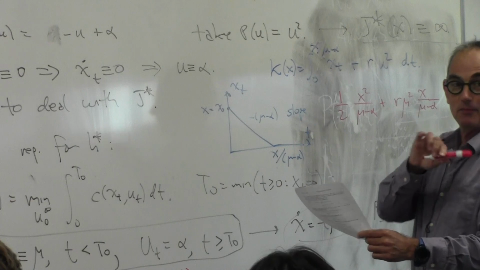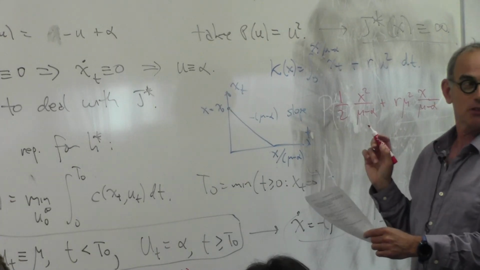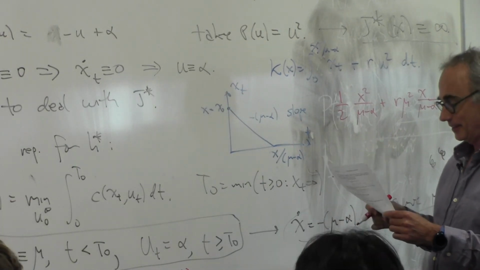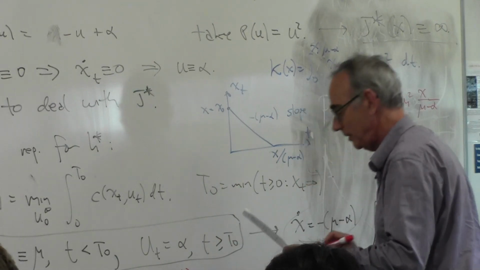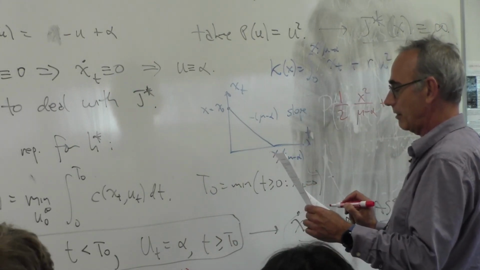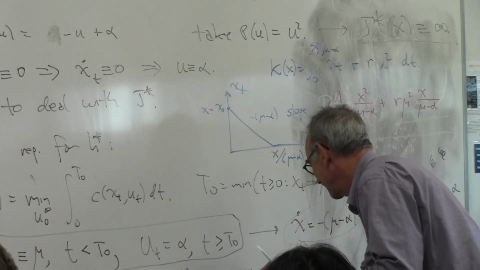Basically, beginner students in stochastic control did this, and you get alpha x, a linear term, and then you get something not quadratic.